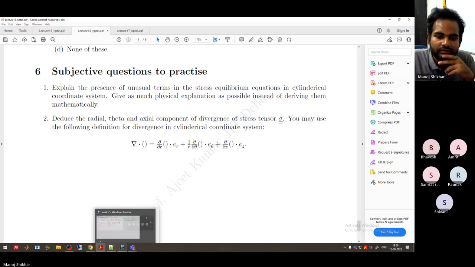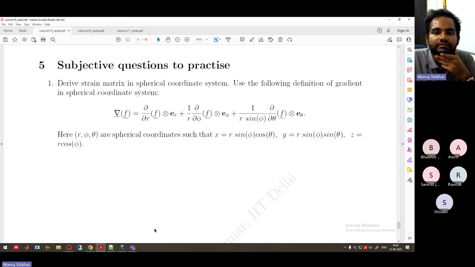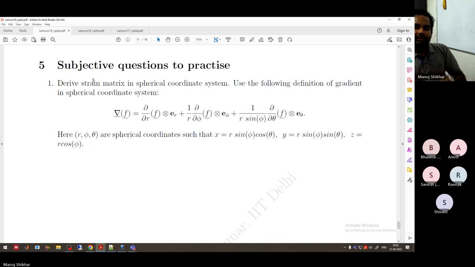There is one other question in lecture 19. For this I'm just giving you a hint in question number 1 from lecture 19 that of course you have to use this formula of gradient, but you have to keep in mind that E theta, ER and E phi will be different. They will not be constant in a spherical coordinate system.